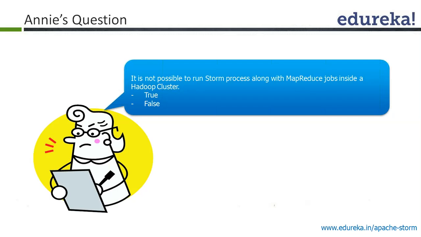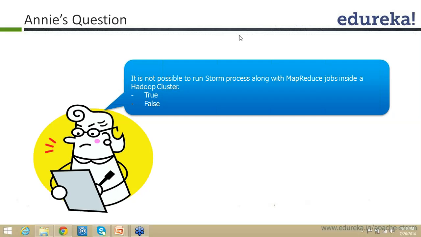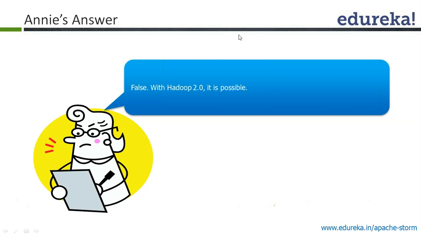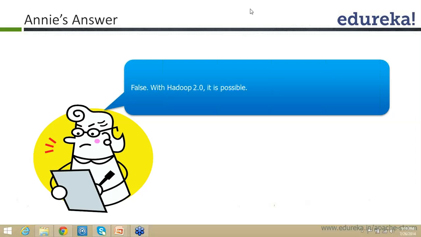It is not possible to run Storm process along with MapReduce jobs inside a Hadoop cluster. This is a very simple question which she has asked. True or false? Very good. So when you say false, yes, but it comes with a rider that only in Hadoop 2.0 it is possible. It is not possible in Hadoop 1.0.